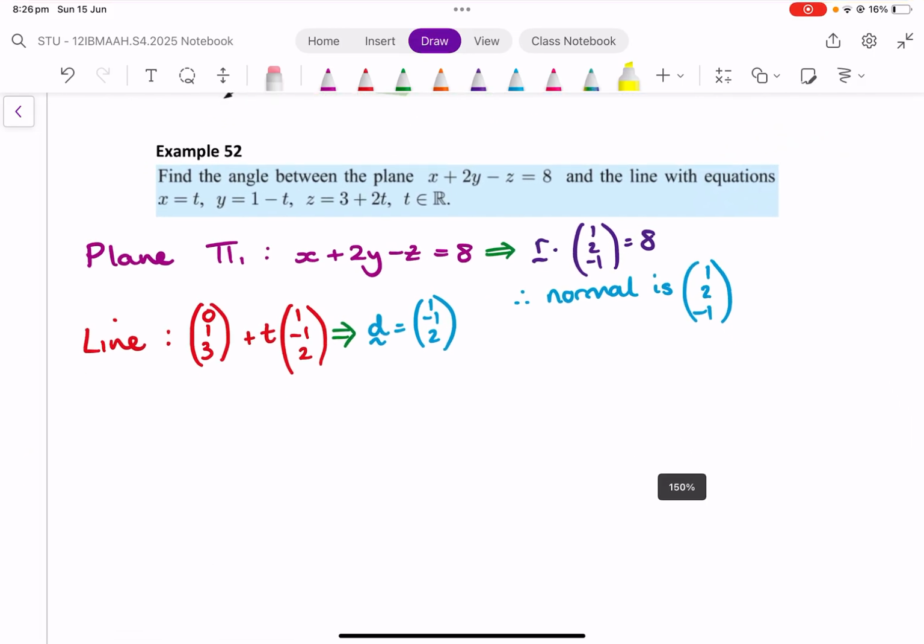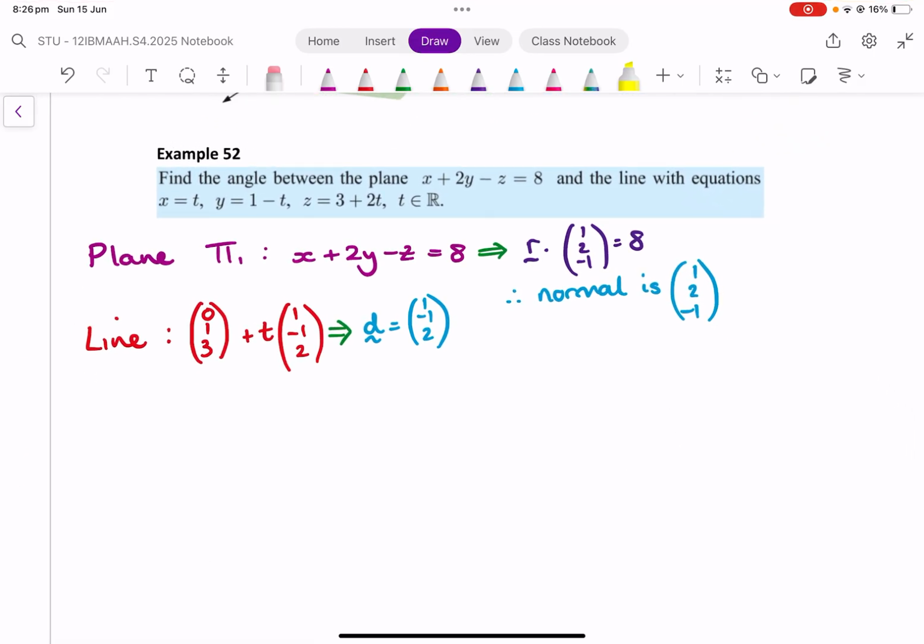So in example 52, we're going to find the angle between the plane and the line, which is given parametrically. So in purple, I've already written the equation of the plane and pulled out the normal, so r dot n equals 8. So the normal there is 1, 2, negative 1. And I've written the parametric equation, the x component being 0 plus 1t, the y component being 1 minus t, and z 3 plus 2t. So then I've pulled out the direction of the line to be 1, negative 1, 2.